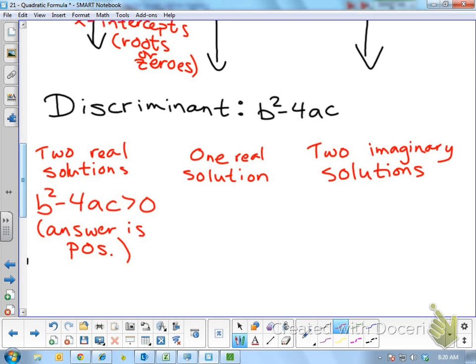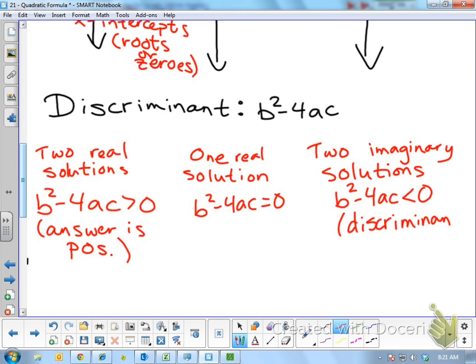If our discriminant equals 0, we have 1 real solution. So what's left? We've taken care of positives, we've taken care of 0. What else could we have happen? Okay. Less than 0. Negatives. So if we have b squared minus 4ac is less than 0, in other words, the discriminant is negative, then we have two imaginary solutions.